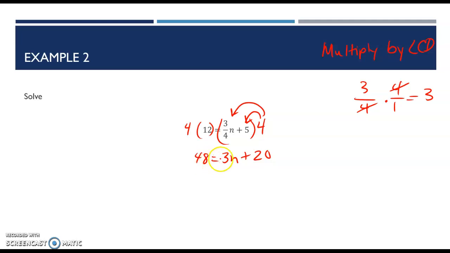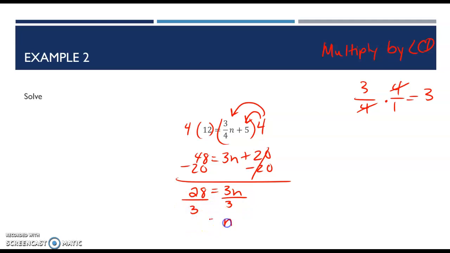all whole numbers. So from here, it's a two-step equation. I'm going to subtract 20 from both sides. And so then we have 48 minus 20 is 28 equals 3n. Divide both sides by 3, and n will equal 28/3 because 3 does not go into 28 and nothing else goes into 3. And so that's my final answer.